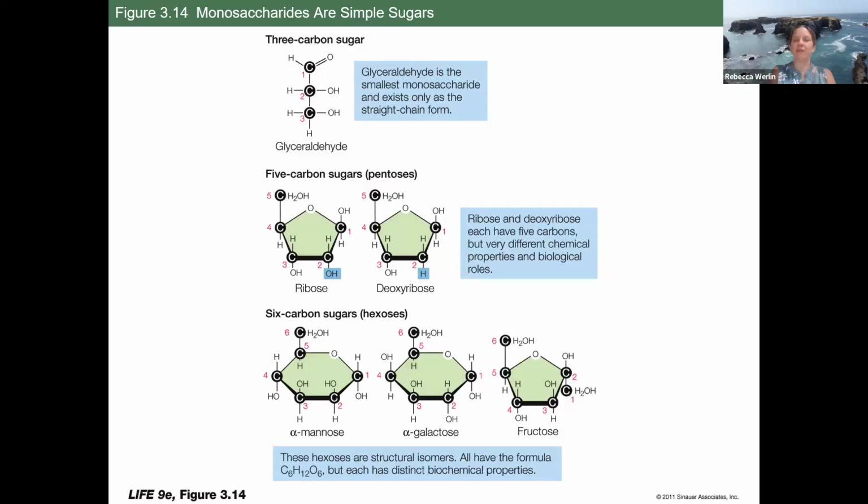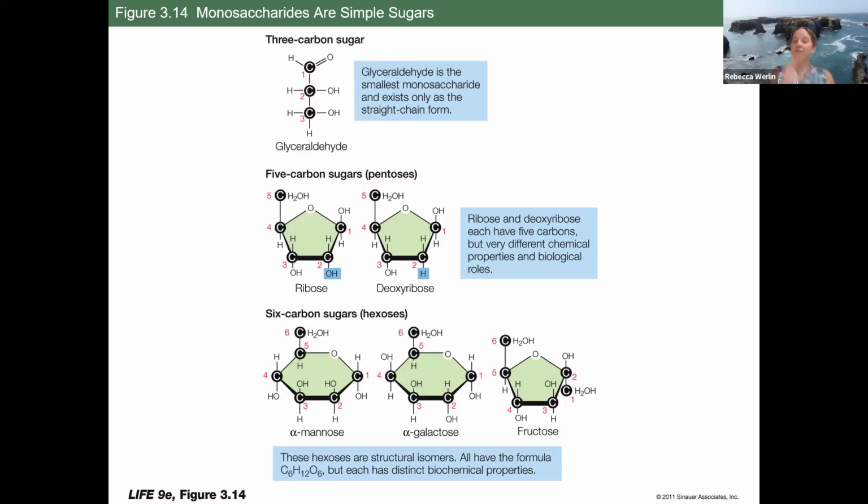And then if you look at the very bottom, we have 6 carbon sugars, hexoses, hex for 6. We have alpha mannose, alpha galactose, and fructose. C6H12O6, same chemical formula. And yet these are very, very different sugars. So if we look at fructose, you can see it forms a little pentamer, not a hexagon, has 5 sides. And so you can see it looks very different from something like a 6-ring sugar. So we have the true hexoses, which are that hexagon shape of the 6 rings, or the 6 sides.